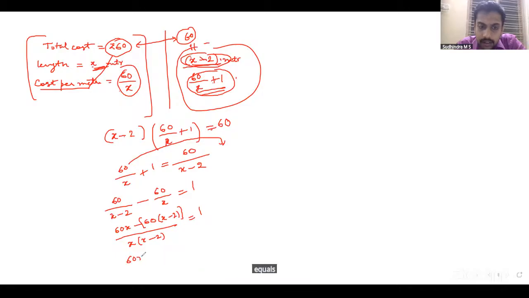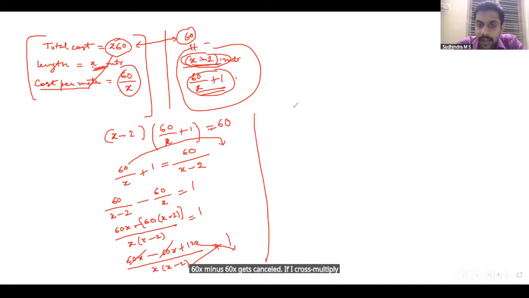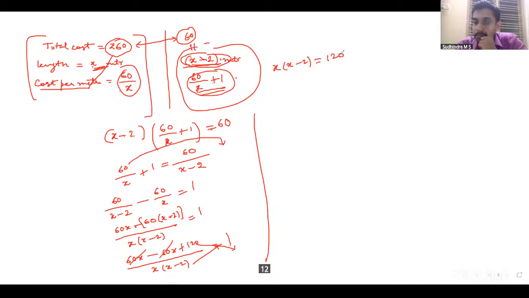equals 1. 60X minus 60X, minus into minus is plus, 6 twos are 120, is equal to X into X minus 2 equals 1. 60X minus 60X gets cancelled. If I cross multiply, I get X into X minus 2 equals 120. X into X minus 2 is 120. X square, X into X is X square, minus 2X equals 120.